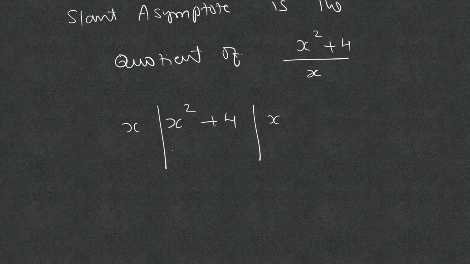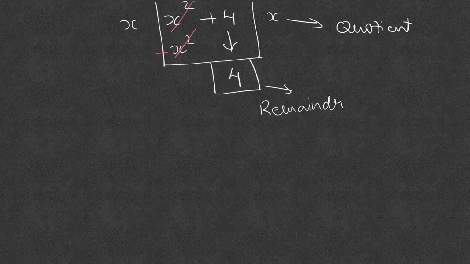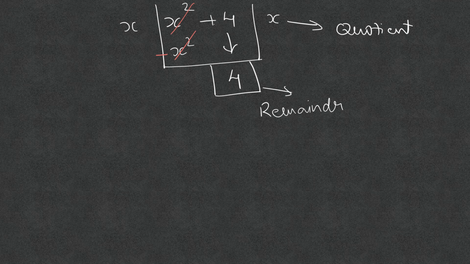x times x is x squared. Subtract, which cancels out these two terms. Bring down the next term, which is 4. Since this number no longer has the variable x in it, the division stops here. And this gives you the remainder, and the quotient is x. And so the slant asymptote is y equals x.